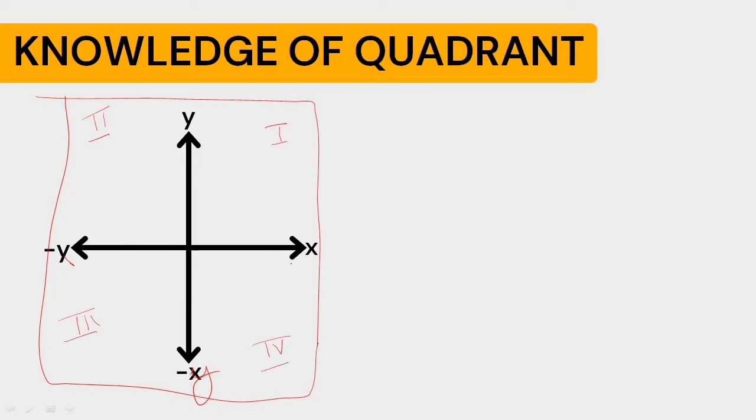In the first quadrant, we see that the value of x goes right and the value of y goes upward. So both are positive. In the second quadrant, the value of x is negative whereas the value of y is positive. Similarly, in the third quadrant, both the values are negative and in the fourth quadrant, the value of x is positive and the value of y is negative. So this much knowledge of quadrant is enough for the chapter of trigonometry.